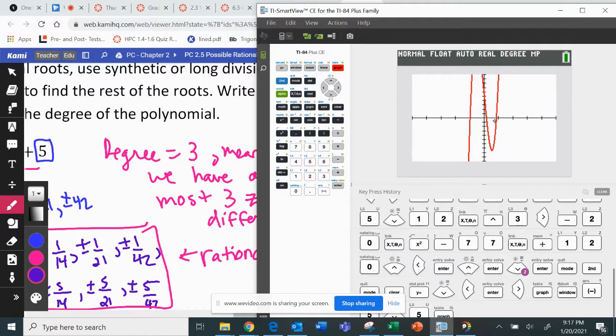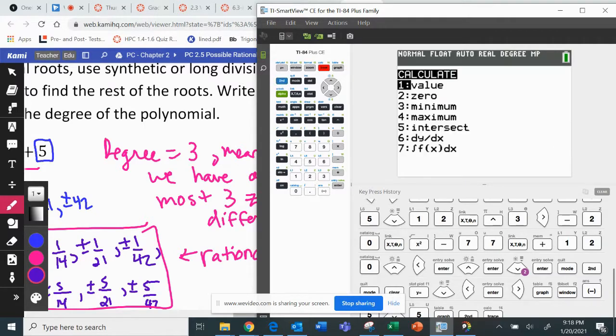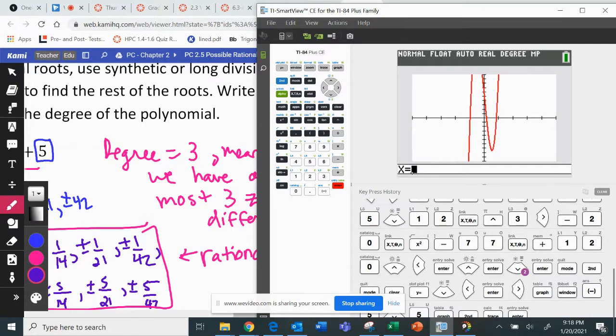So as soon as I see this, I'm going to pretend that I don't know -1 is a 0. As soon as I see this, I'm going to go from left to right, and I'm going to notice this kind of looks like it's passing through -1. So I'm going to go second trace, and you can either use value or 0. I'm going to use value this time because I think I know that it's passing through -1. So I hit value, and it says, what value would you like? And I say, when X is -1, so I type in -1, what does the ordered pair equal, or what does Y equal? So I hit enter, and it tells me that Y equals 0. So if Y equals 0, this is a 0. So we found X equals -1.